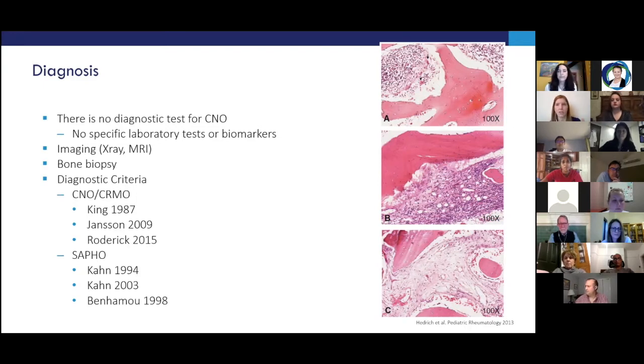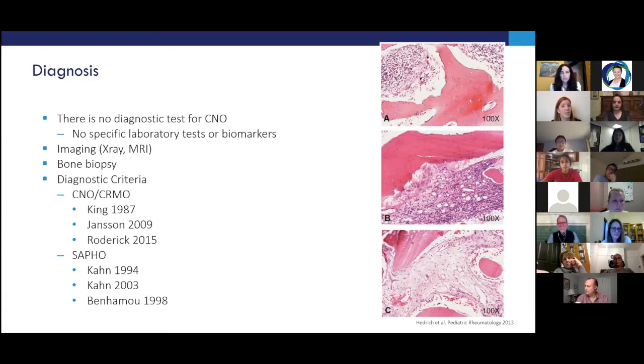and that's the pictures off to the side showing at the top, early stage with predominance of neutrophils, and then progressing to a chronic inflammatory phase in the middle with a predominance of lymphocytes, and then at the bottom, chronic fibrosing stage.